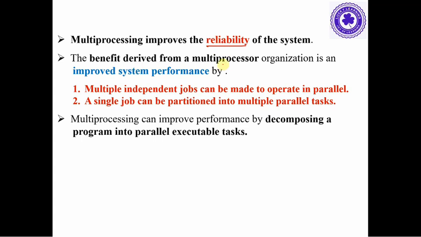The benefit derived from multiprocessor organization is improved system performance, as multiple independent jobs can be made to operate in parallel, or else a single job can be partitioned into multiple parallel tasks, and each partition can be executed in a different processor unit. Multiprocessing can improve performance by decomposing a program or a process into subprograms, and all subprograms can be executed in parallel.